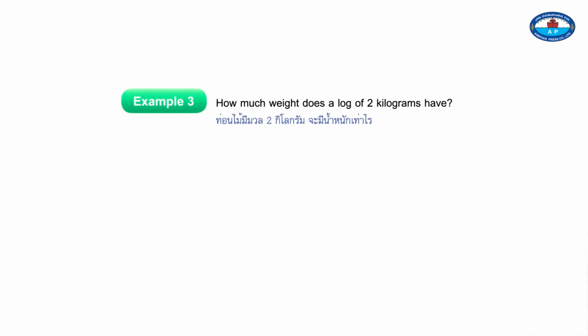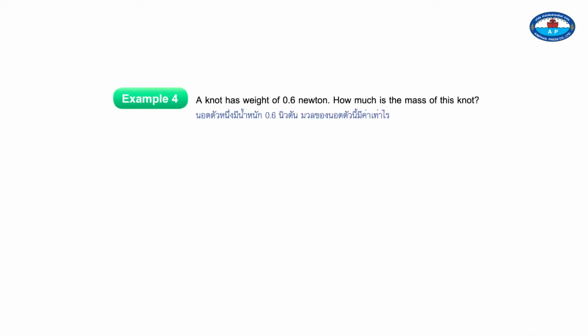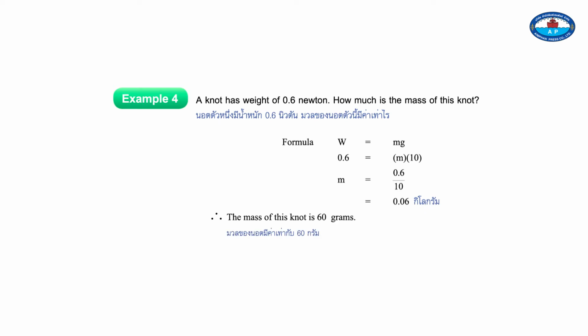How much weight does a log of 2 kilograms have? The weight is 20 Newtons. A knot has a weight of 0.6 Newton. How much is the mass of this knot? The mass of this knot is 60 grams.